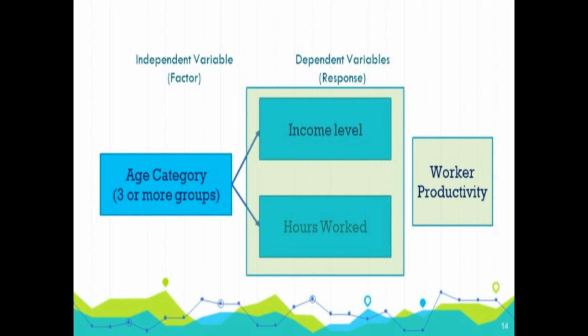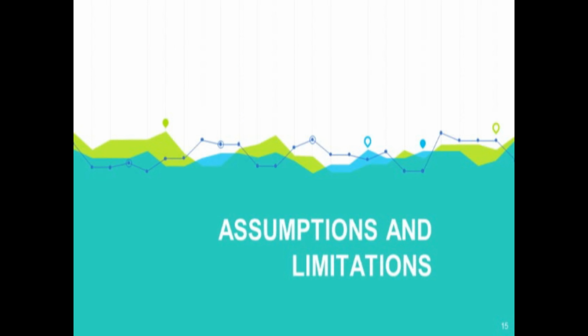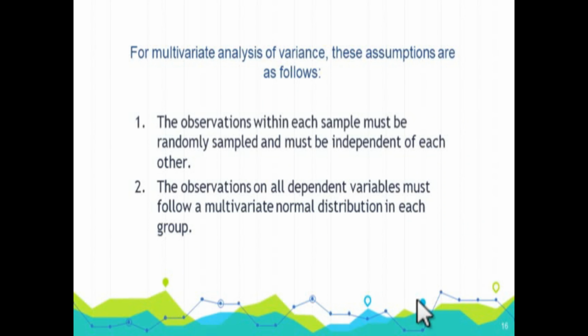But before going further, it is very necessary to look into the different assumptions and limitations. Again, we have to remember that these assumptions should be satisfied, and any violation later on would really affect our data. First, the observations within each sample must be randomly sampled and must be independent of each other.